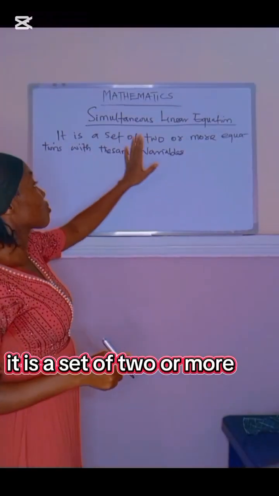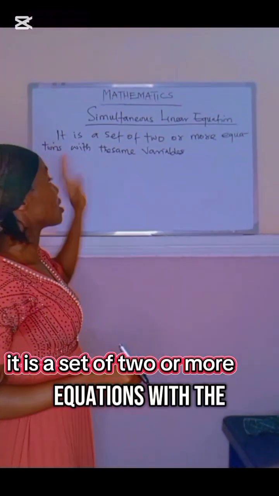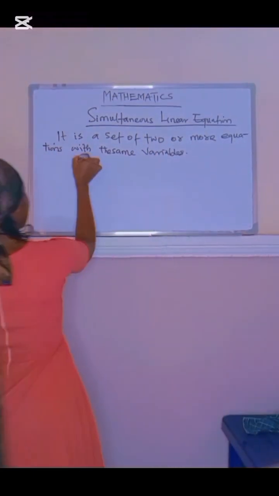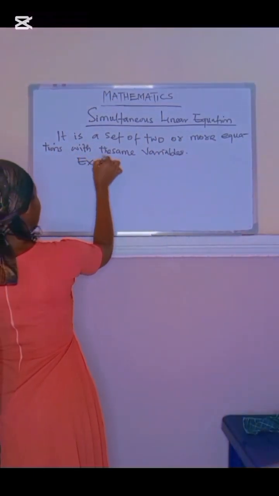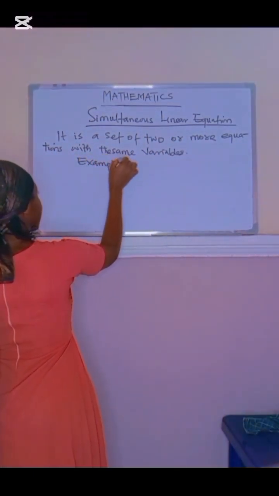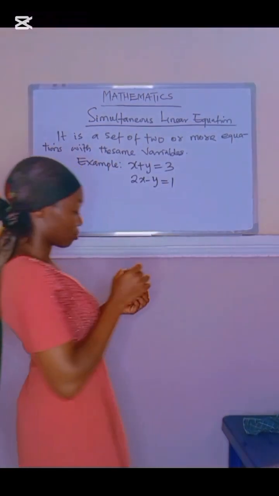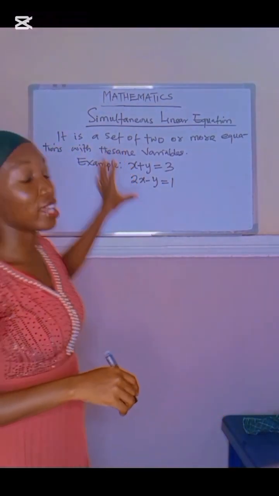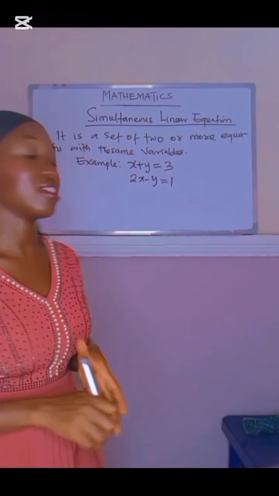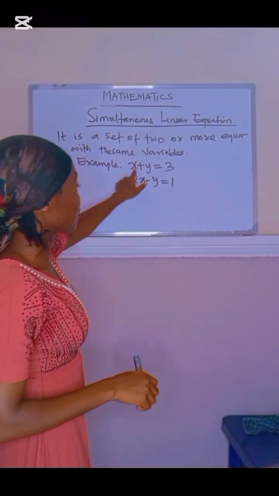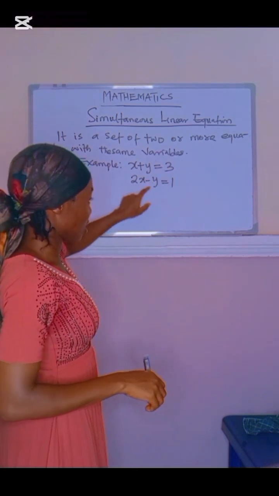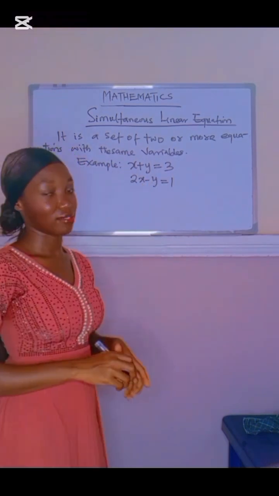It is a set of two or more equations with the same variables. Okay, so now let's look at an example. Example 1. These are two linear equations that can be solved simultaneously. To find the values of x and y here, we'll need the information that is in this other equation to achieve that.